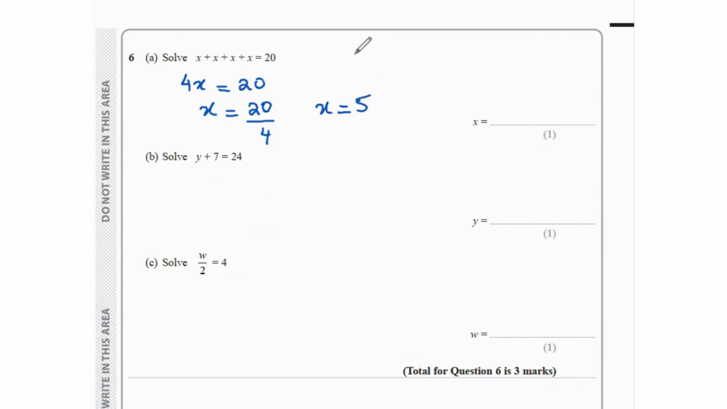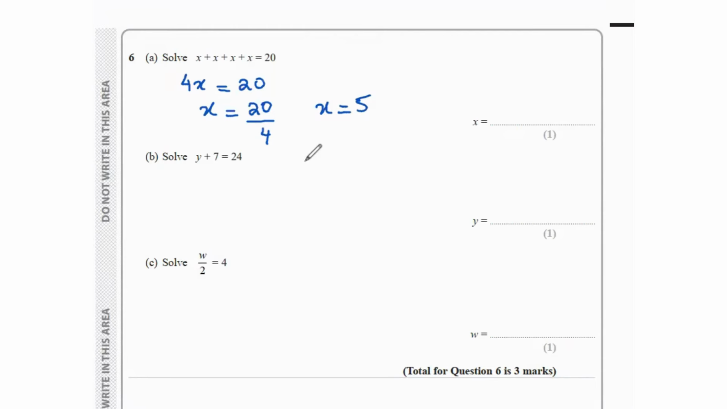Remember, when you're adding the same variable to itself, the power will not change. What changes is the coefficient. So since it's x being added 4 times, it becomes 4x, not x to the power of 4. You need to be aware of this distinction.